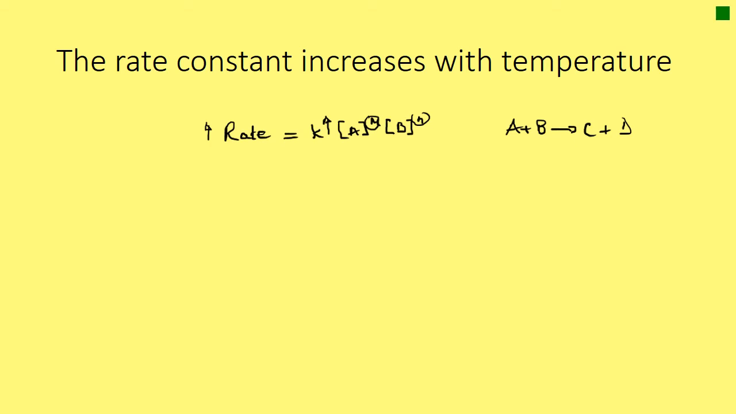Right, so now let's have a look at the rate constant and how it's affected by temperature. Let's write down a generic simple rate equation. So we've got rate equals K times the concentration of A to the power of M and the concentration of B to the power of N. And let's consider the same reaction, A plus B going to C plus D. And let's say we do that same reaction at two different temperatures. As we know, the increase in temperature increases the rate of the reaction.